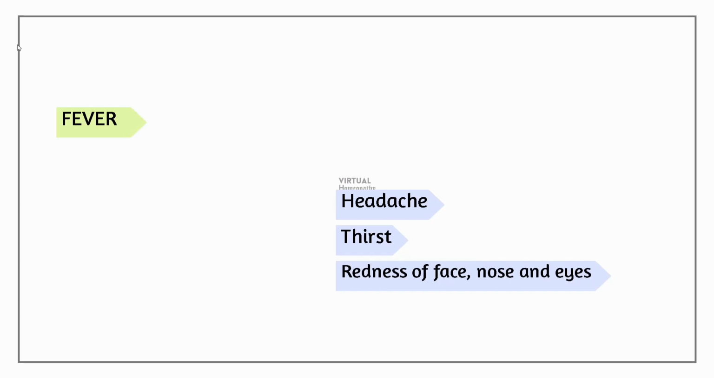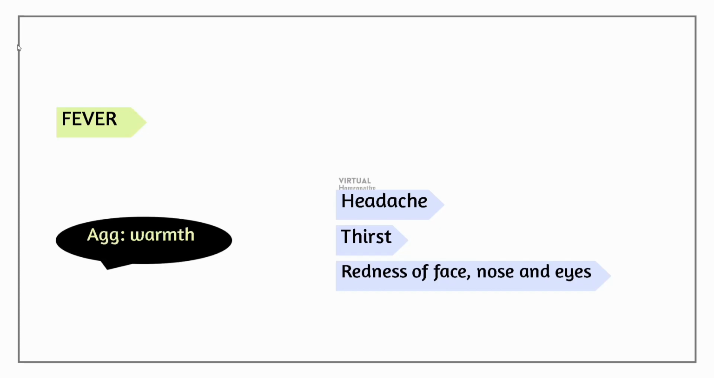So in pneumonia you have to look for the cough complaints and for the fever. Again during this stage with the cough and fever the patient cannot tolerate warmth. They want open air.